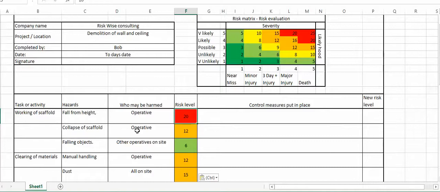So likewise here, collapse of a scaffold. I felt the scaffold was, there was a possibility of likelihood of collapse. I felt that it was possible. It wasn't very likely. It's been reasonably well constructed. However, it was still a major injury was likely if it did collapse. So I felt that was a 12. Really, it's up to you to make your own decisions on the risk rating levels. But you can see how that's put together.